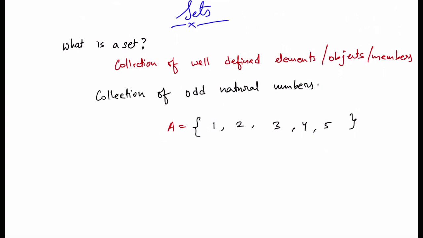But what if we want to represent the elements of a set? For that we will use small letters. For the elements of a set, we use small alphabetic letters, so a, b, c. These small letters will be used for the elements of the set.